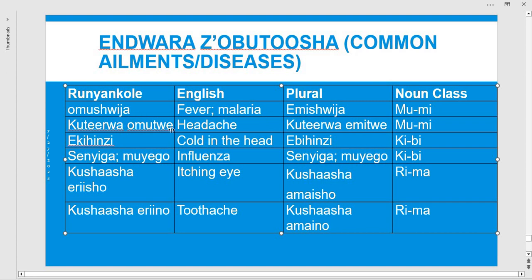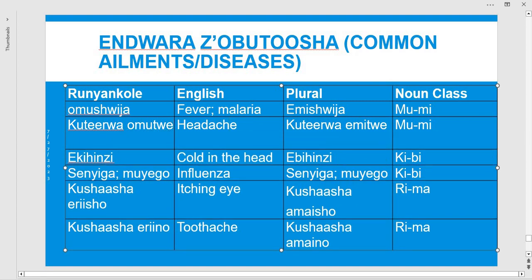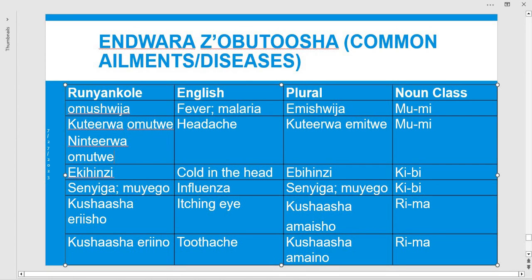Kuterwa omutwe, that is called headache. If you ask a Runyankore, ninterwa omutwe, meaning I'm feeling headache. Ninterwa omutwe, that means I'm feeling headache. You get it? Kuterwa emitwe, that is, but we normally use the singular, ninterwa omutwe.